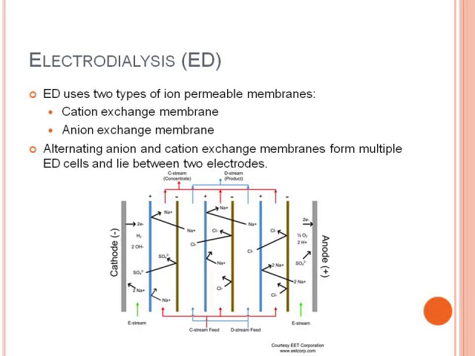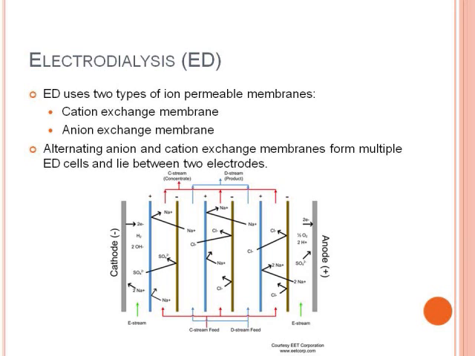ED uses two types of ion-permeable membranes, which are cation and anion exchange membranes. The ion-permeable membranes are composed of polymer chains. For a cation exchange membrane, there are negatively charged groups attached to the polymer chains. This allows the passage of positively charged cations through the membrane. Anion exchange membranes have positively charged groups attached, attracting negatively charged anions and allowing them to pass through.